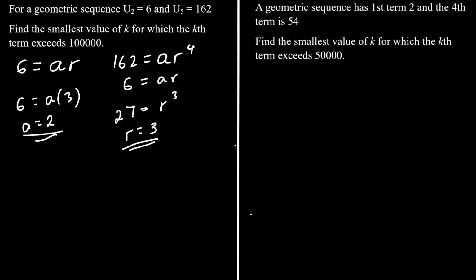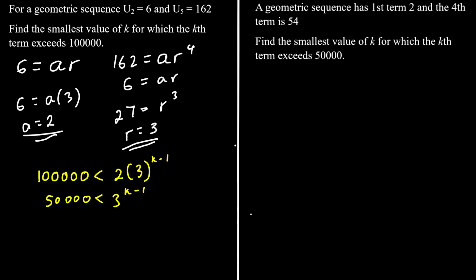The smallest value for which the kth term exceeds 100,000. So exceeds 100,000 means it's bigger than. And it's a times r to the power of, well, k minus 1 in this case. So that's half both sides. And so if we want to find what k would be, for them to be equal, we're going to use a log. So let's log both sides.